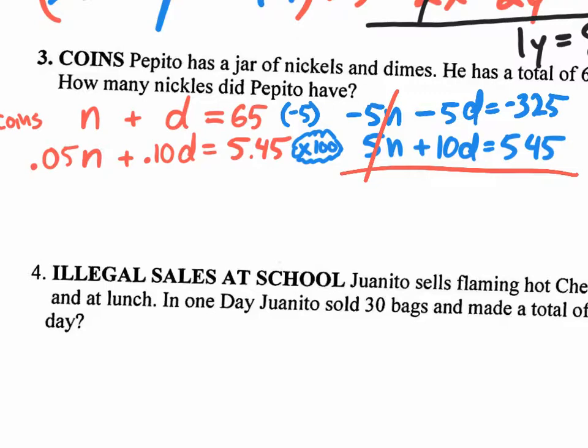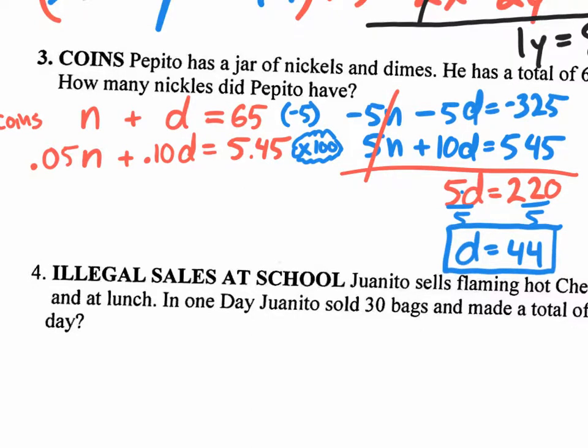-5d plus 10d, that's 5d. And then 545 take away 325, or -325 plus 545. Either way on the calculator, it'll give you positive 220. So our final step here would be to divide by 5. 220 divided by 5 on a calculator is 44. D is 44. What does that mean? Dimes, 44 dimes, right? Are they asking for that? No. They're asking for how many nickels?